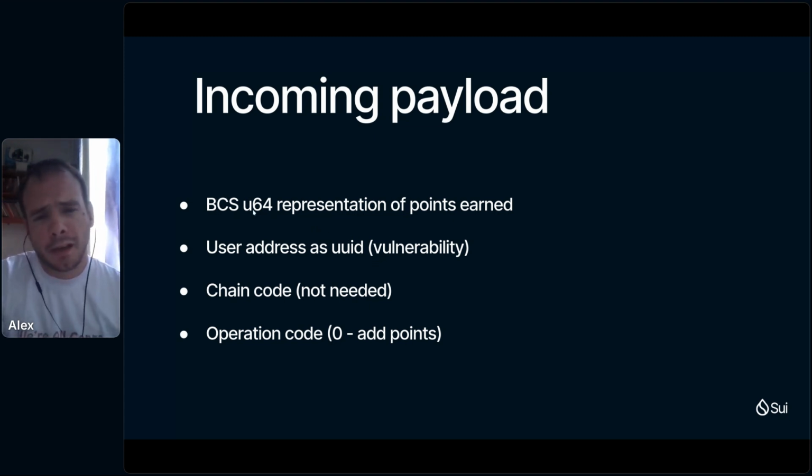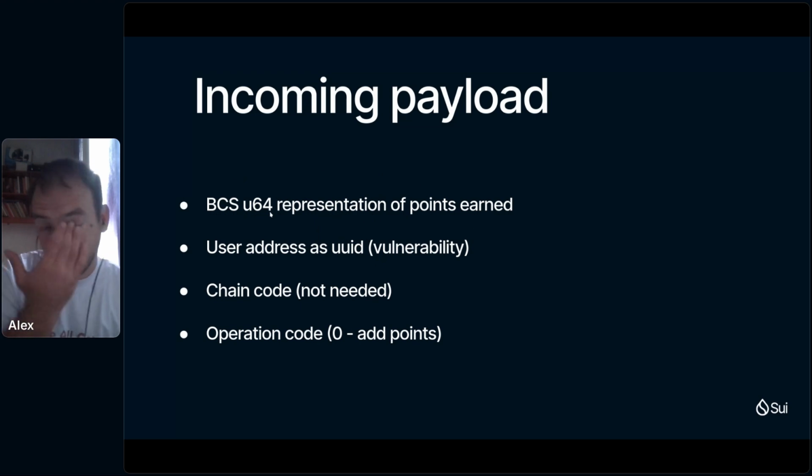So the points that someone earned, especially on the incoming payload towards Sui, would be like someone spent an amount of value of a token and bought one of our items, which means that they are eligible to earn some points. The amount of points that they will be earning is going to be represented as a U64 as BCS, so it will be a vector of bytes, but it will represent the U64 value for Sui, which means an unsigned integer of 64 bits.